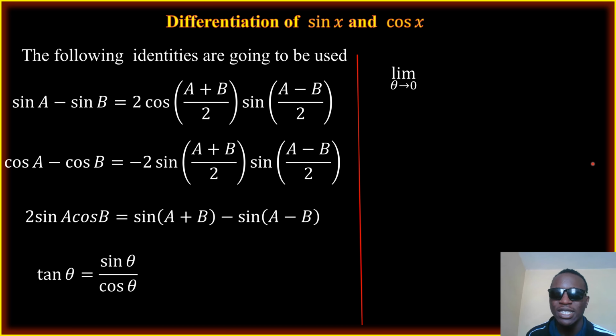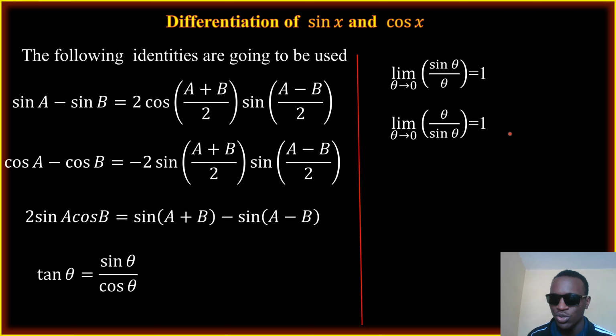Going forward, there are certain limits that we need to know, and the first one is the limit as theta tends to 0 of sine theta over theta. This is a standard limit. The answer is always 1. I will show you why it is 1 in this video. Also, this other limit, the answer is also 1, and I will also show you why. And lastly, I want to show you how it is gotten.